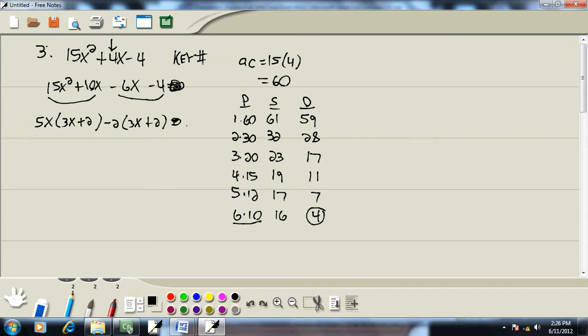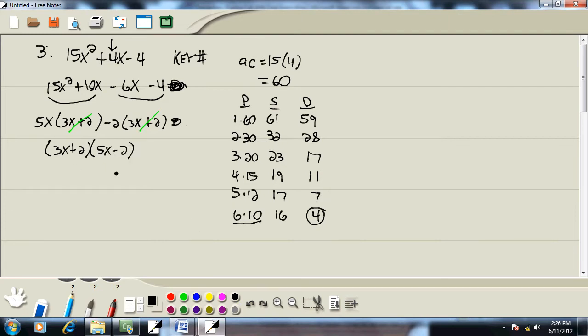I don't know why I put that equals 0 there. Never mind that. I was thinking I was solving it for some reason. They both have a 3x plus 2, so I'll factor that out in front. And you cross these out, the 3x plus 2's, and what's left is what goes in your second set of parentheses, which is the 5x minus 2.